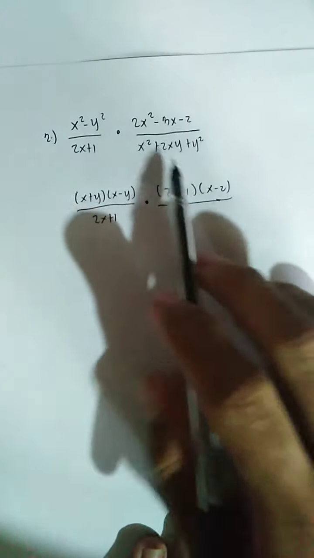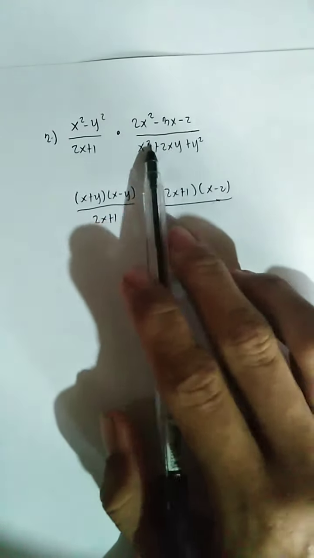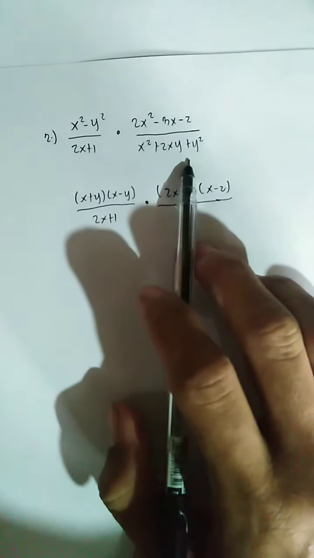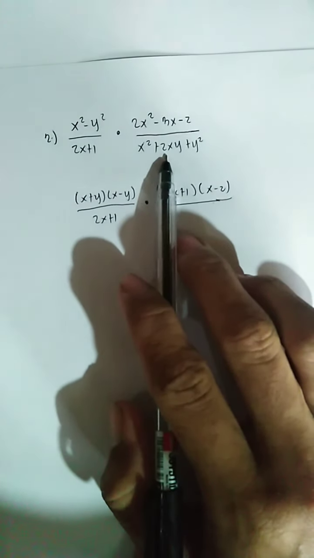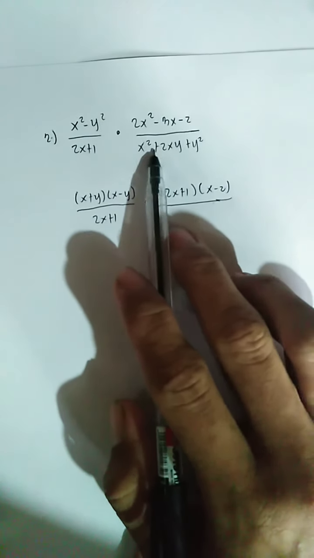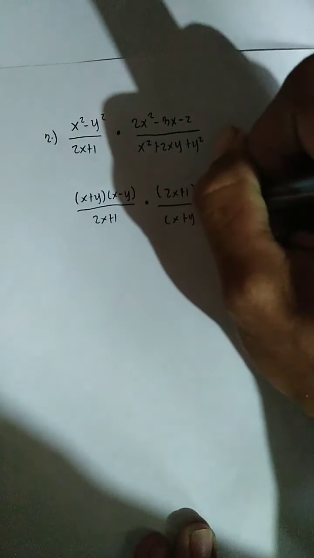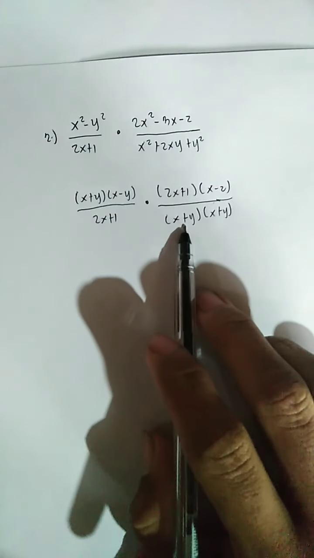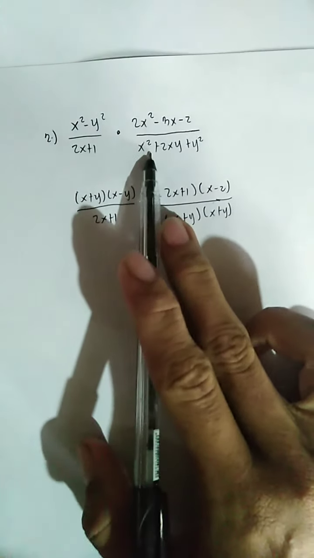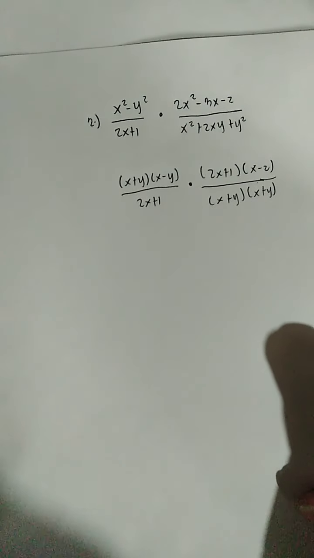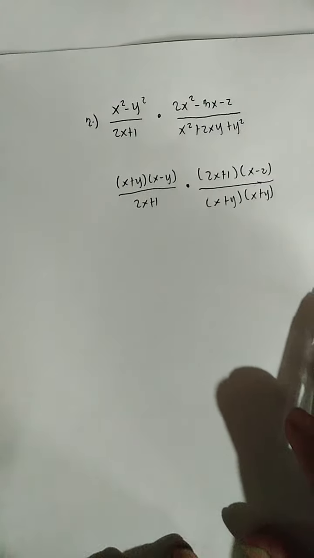So these are now the factors for the given expression 2x squared minus 3x minus 2. And now let us have the denominator of the second rational expression, x squared plus 2xy plus y squared. As you can observe, this is also a perfect square trinomial. So the factors are x plus y and x plus y. These are the factors of the denominator in the second rational expression. So to proceed, let us now multiply.